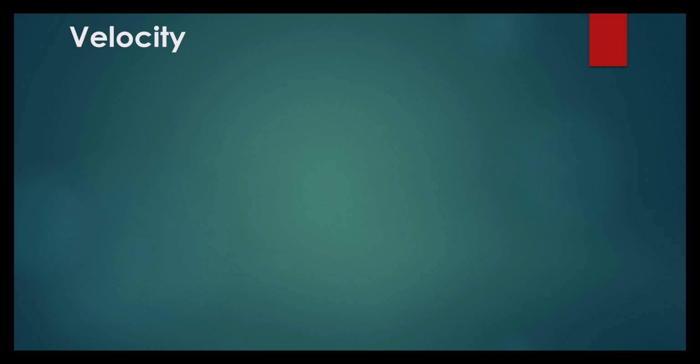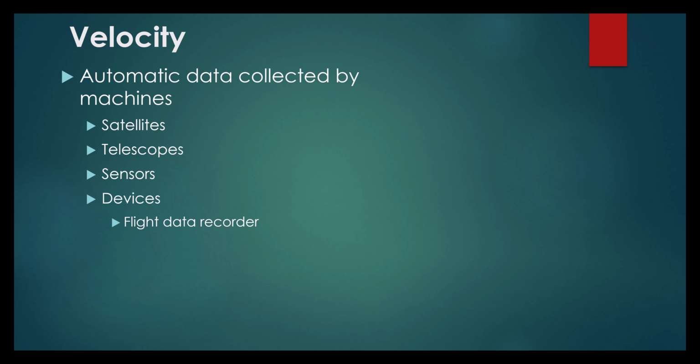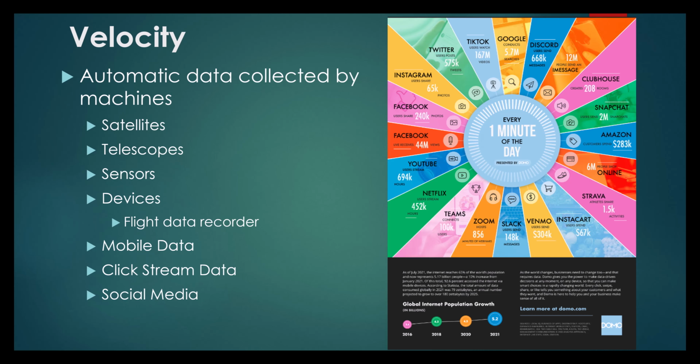Velocity is the second V of big data. A lot of data is now collected automatically through machines like satellites, telescopes, sensors, and devices such as flight data recorders. A lot of mobile data is collected automatically. Clickstream data is collected automatically. A lot of social media data is collected automatically.